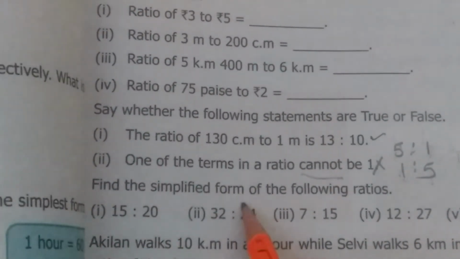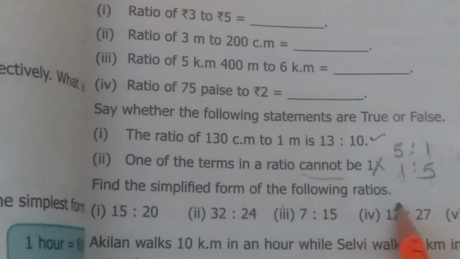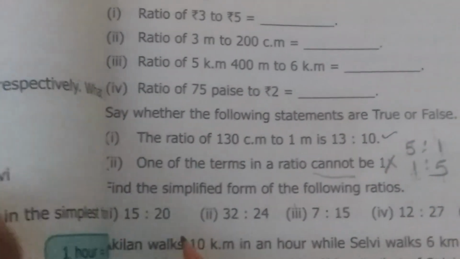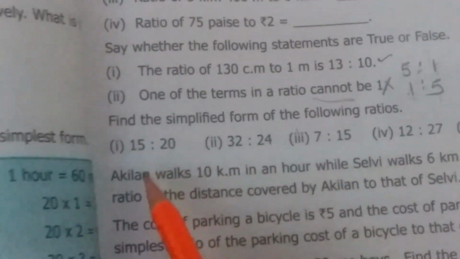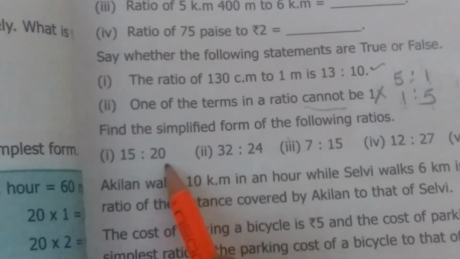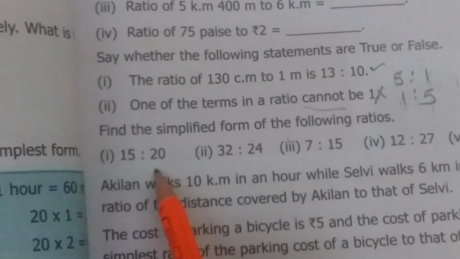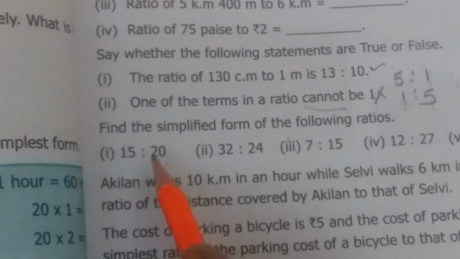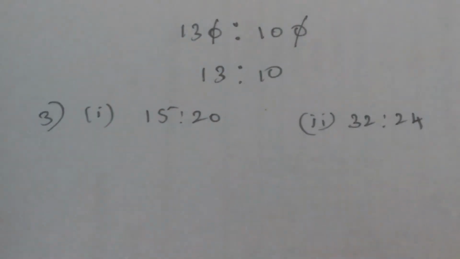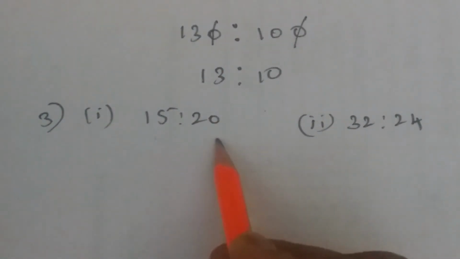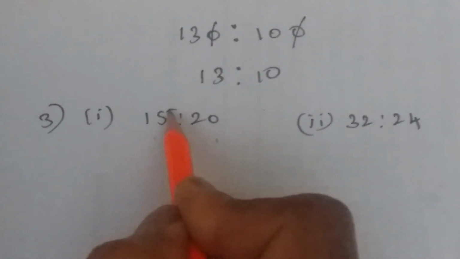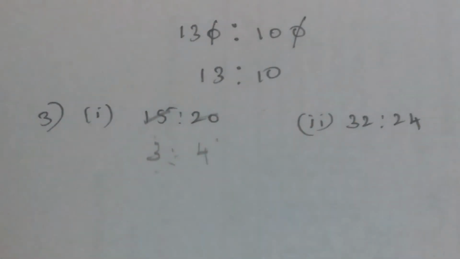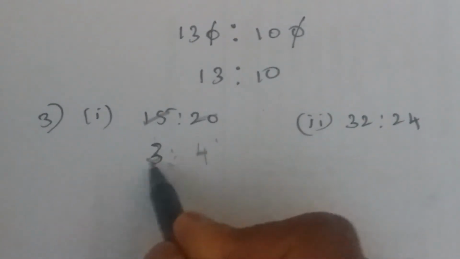Find the simplified form of the following ratios. What is simplified form? We just have to cancel. If both come in the same table, we have to cancel them and write. Look at it, 15 and 20. It is so easy. Both come in 5 tables, for numbers ending with 5 and 0 come in 5 tables. Let us cancel by 5. Both 15 and 20 come in 5 tables. So tell 5 tables. 5 3s are 15, 5 4s are 20. 3:4 is the answer.